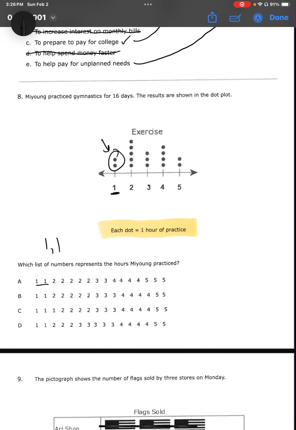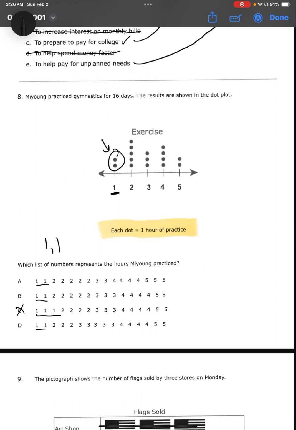A, I see 2 ones, B, 2 ones, C, 3 ones. So I'm going to mark out C because when I look up there, there are only 2 dots above that category 1. That's all there can be. And then D also has 2 ones, so that's good.